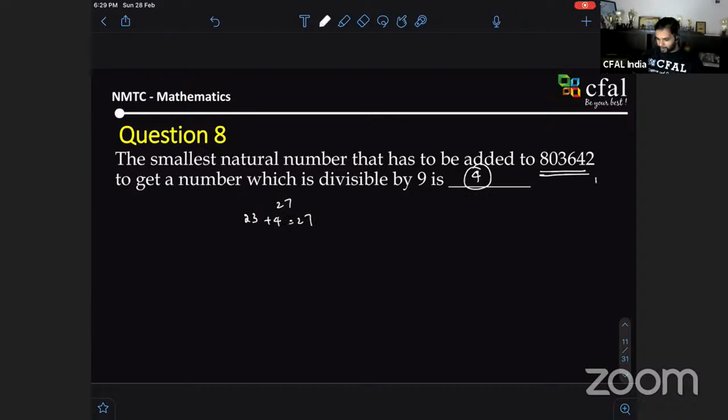So remember one thing, look at the units digit, okay? When you're adding 4, if it is close to 9, your other digits might change. It may not affect your answer, but just cross check once whenever that happens. Okay, this is a simple one. So 4 is your answer.